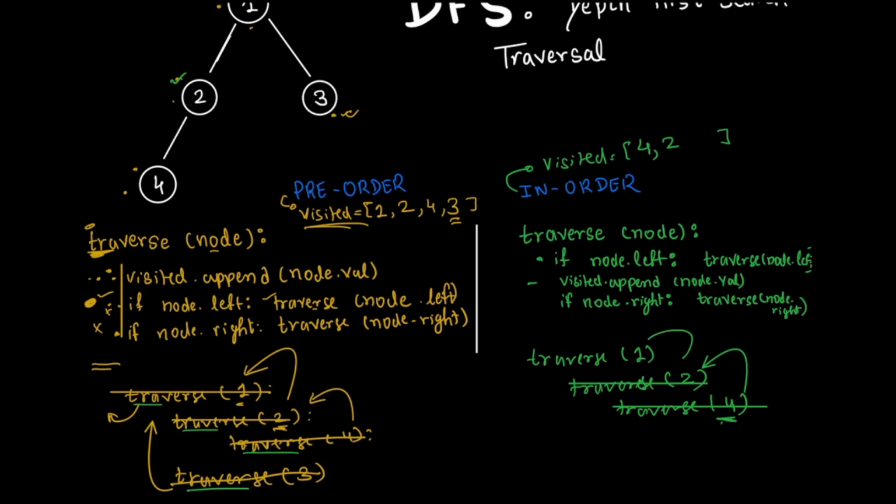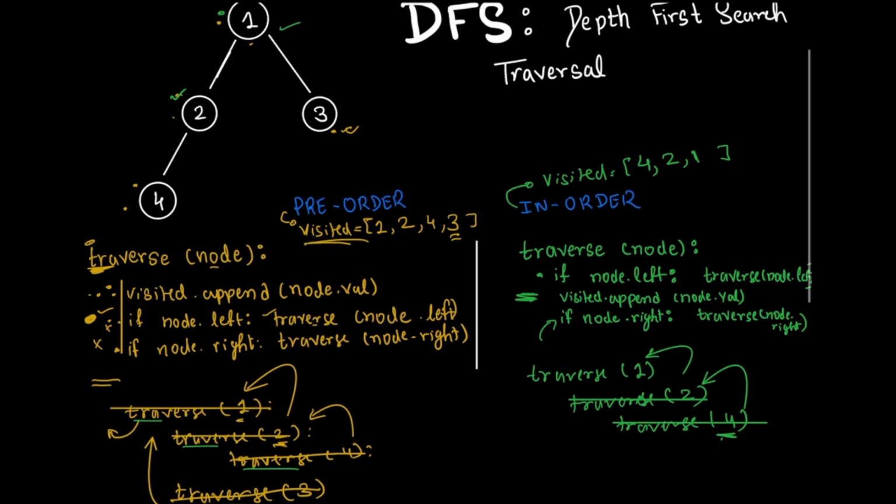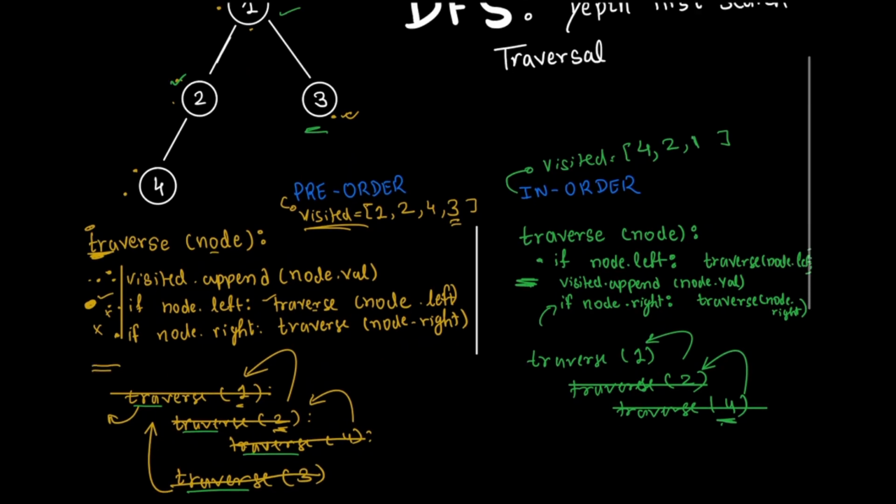We are on the root with node value as 1. So we have made the left call and we are over here. So again, I'm going to make the changes to the visited list, that is appending the value, and then I'm going to hit this line. If node dot right is present, so does node 1 have a right child? Yes, it has one, that is 3. So I'm going to traverse node with value 3.